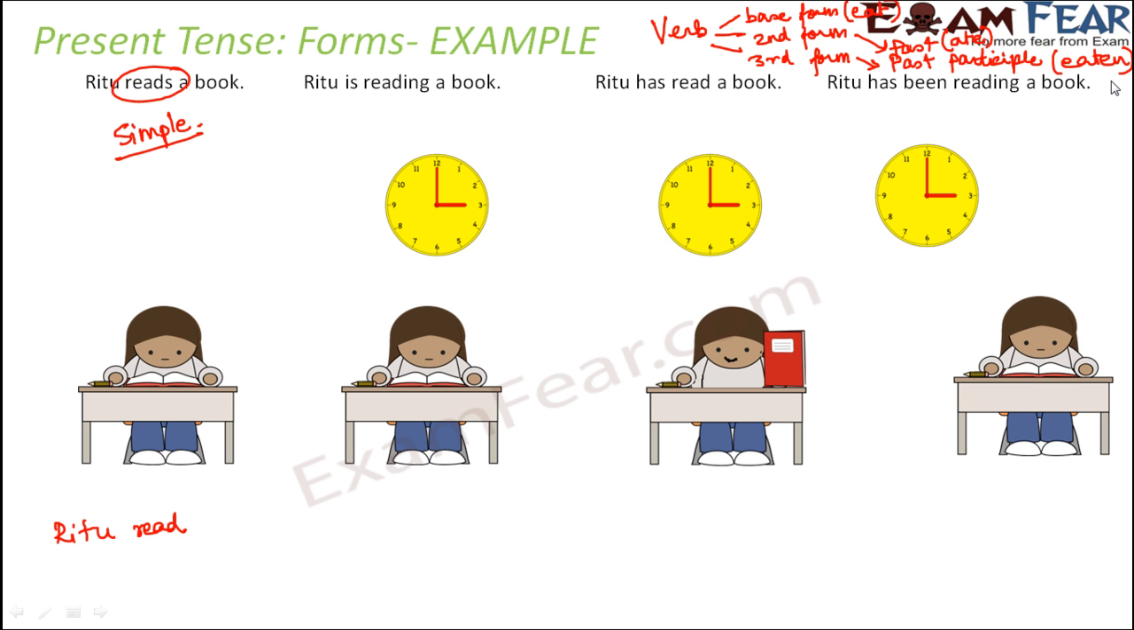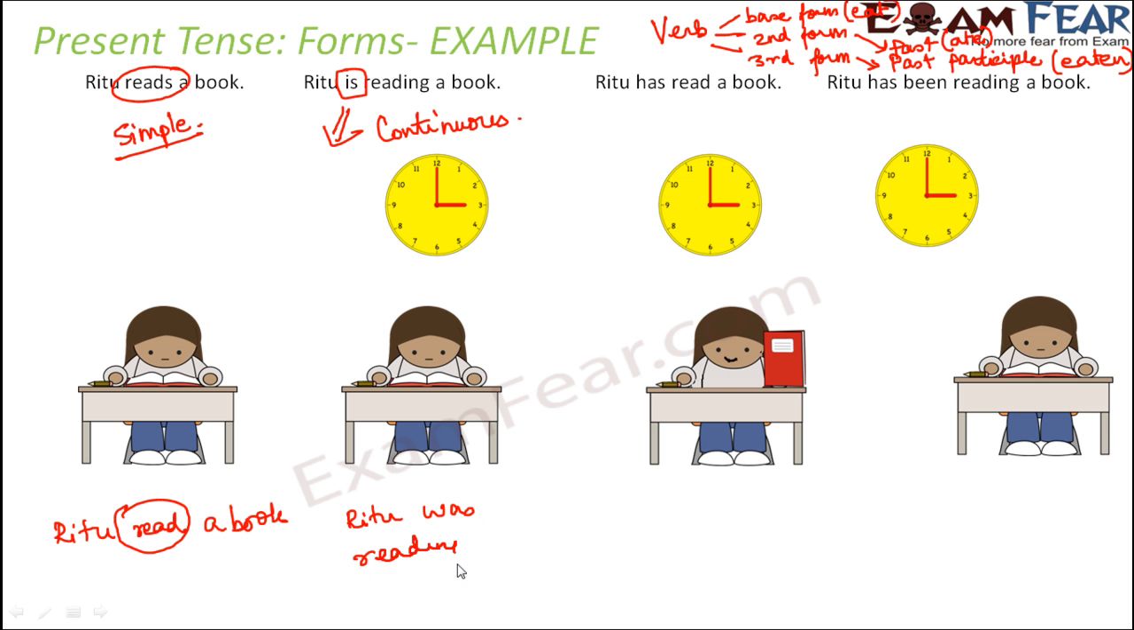So in this case, in the simple past, the reads will get converted to read. So you will say Ritu read a book. So this becomes your simple past. So you see, everything remains the same, just you change the form of the verb. Let us try to do this for continuous, that is past continuous. So in past continuous, all you need to do is just change is to was. So this will become Ritu was reading a book.